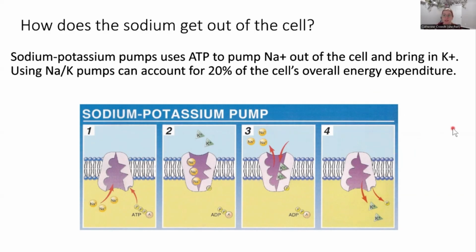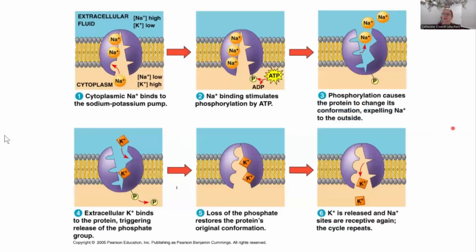How do sodium-potassium pumps work? Here's a nice visual. We have one, cytoplasmic sodium binds to the sodium-potassium pump. We're in the cytoplasm. We have all that sodium in our cell that we moved in that we don't really want. So we're going to pump it back out. Here's outside the cell. This is my phospholipid bilayer. Here's my carrier. So I'm going to add 3 sodium.